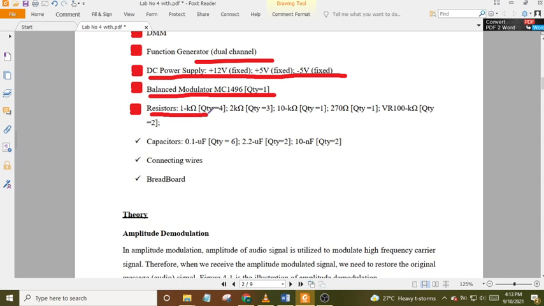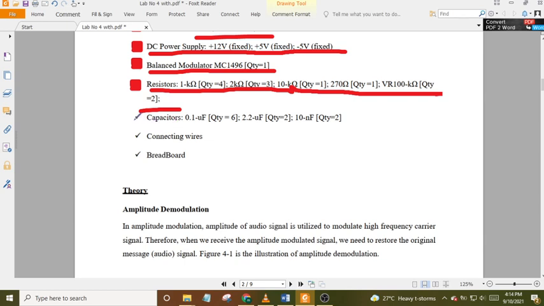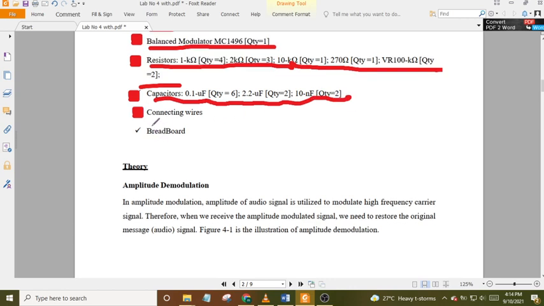Resistors: 1K ohm QTY equals 4, 2K ohm QTY equals 3, 10K ohm QTY equals 1, 270 ohm QTY equals 1, VR 100K ohm QTY equals 2. Capacitors: 0.1 µF QTY equals 6, 2.2 µF QTY equals 2, 10 nF QTY equals 2. Connecting wires. Breadboard.